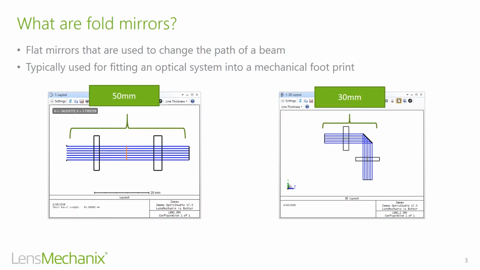Let's quickly talk about what fold mirrors are. They're frequently flat mirrors that are used to change the path of a beam. As I mentioned earlier, they can be used to fit any optical system into a prescribed mechanical footprint. In the image shown, you can see the longitudinal space savings after adding a single fold mirror in this example system. While the system length is originally 50 millimeters, by adding a fold mirror, it reduces the overall length by almost half. This is a very simple example, however, it demonstrates the utility of a fold mirror.